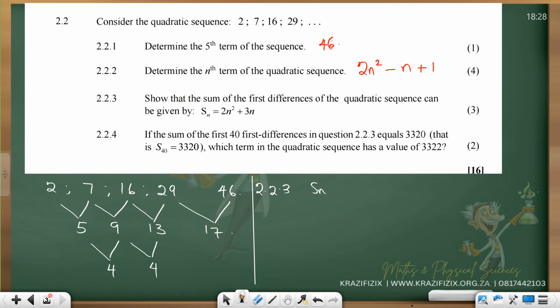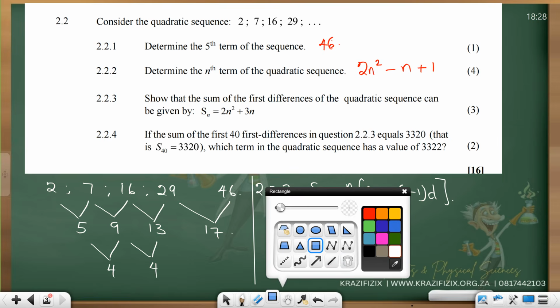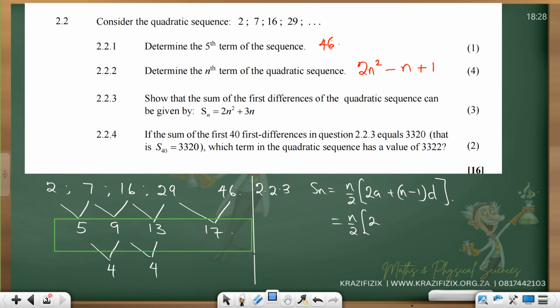2.2.3. Sn equals to what? n over 2 times 2a plus n minus 1 d. It says show that the sum of the first differences. All right. So we don't know n. But do we know a of the first difference? Remember where my first difference is. My first difference is that. So what is my a?